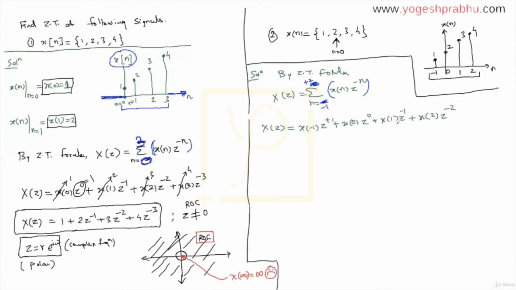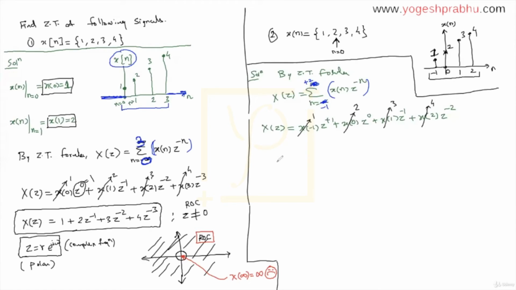Once we do that, we have to find out these numbers now. What is the value of x of -1? If you see at -1, the value of x of n is just 1. So this is 1. Then x of 0 simply means x of n when n is 0. When n is 0, the x of n value is 2. This is 2. I hope you get the drill. This is going to be 3. And this is 4.